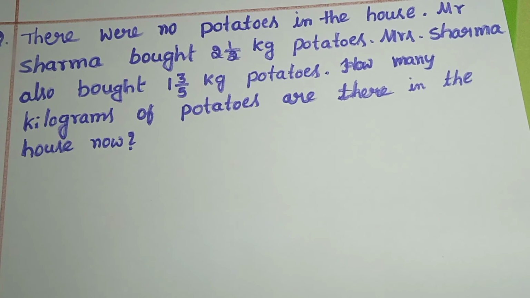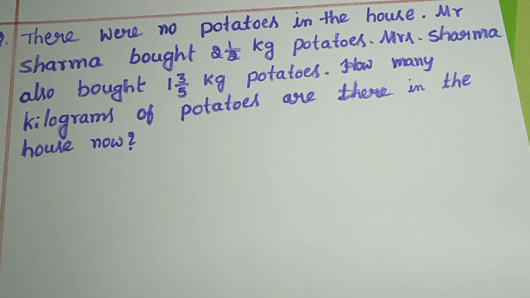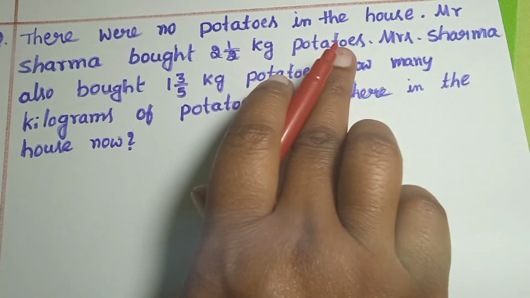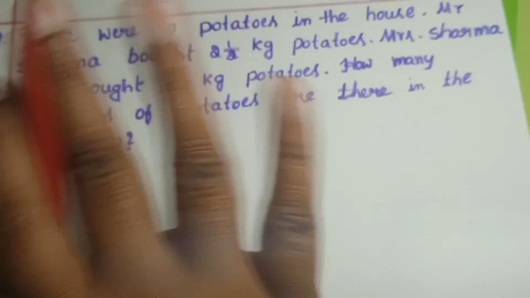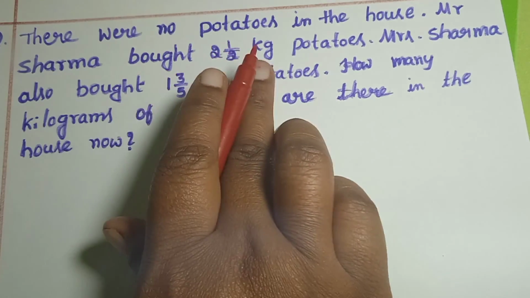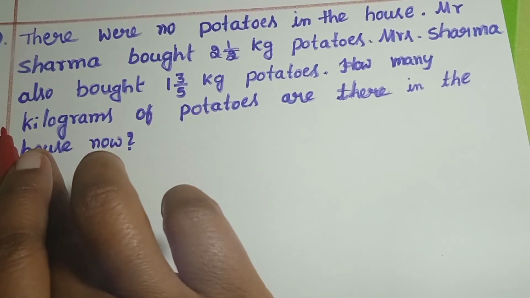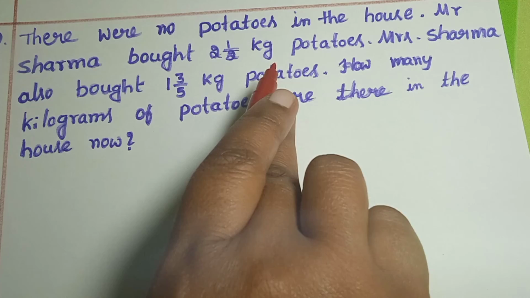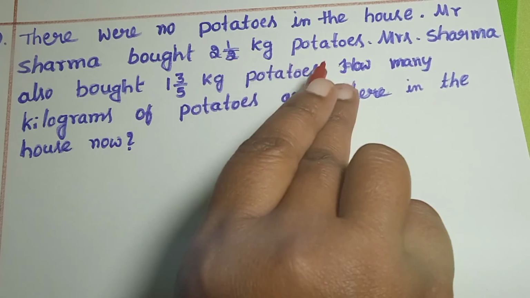Okay, children. Here one word problem is there for you, children. Okay, word problems are very easy when you are able to understand the question properly. You should understand the questions properly, children. There were no potatoes in the house. Therefore, Mr. Sharma bought 2.5 kg potatoes. Okay, Mr. Sharma bought how many potatoes? How many kg? 2.5 kg potatoes.